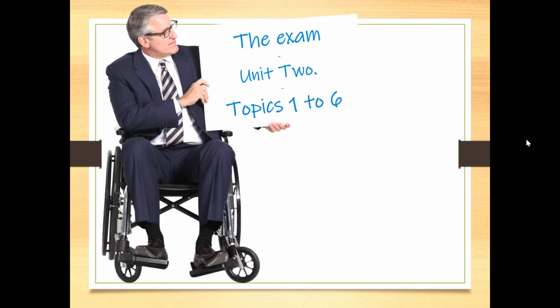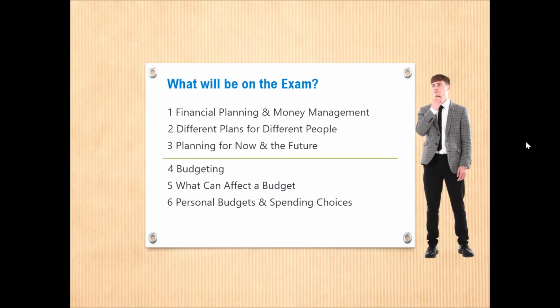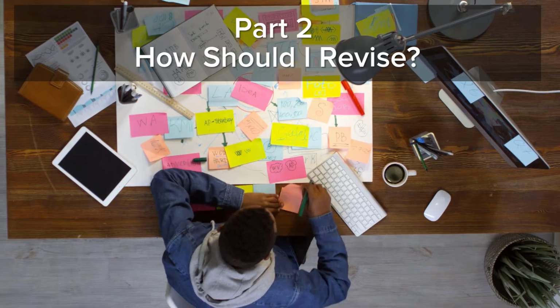So the exam is quite simple. Unit 2, topics 1 to 6. 1, 2, 3, 4, 5, 6. That's all you've got. And these are the things on it. We decided to leave out Unit 1, make it a little bit easier for you. So these are things you've done recently. Topics 1 to 3, of course, you've just recently had a big Kahoot on, so that's nice.